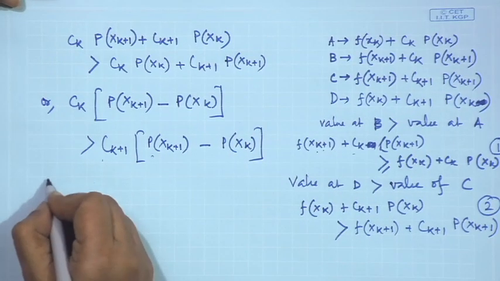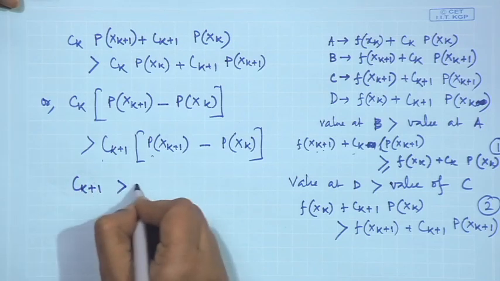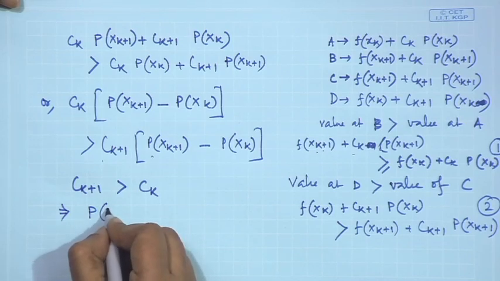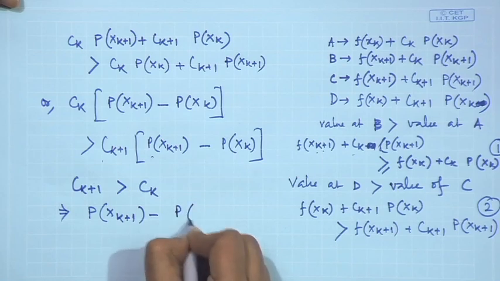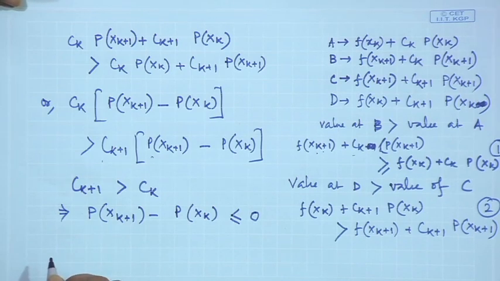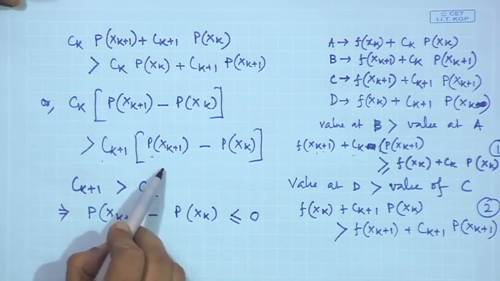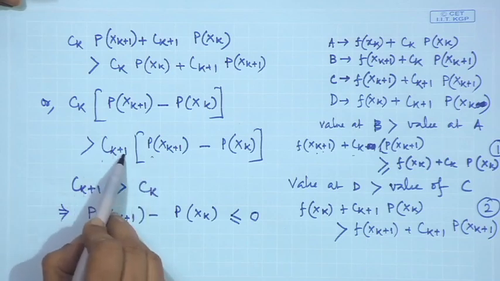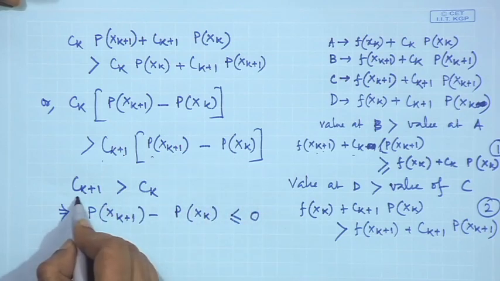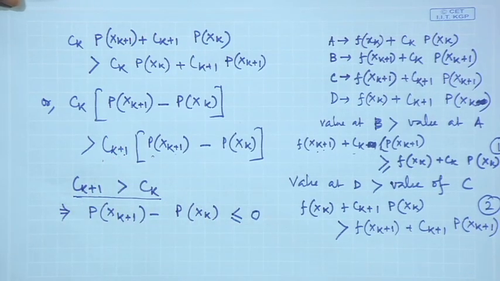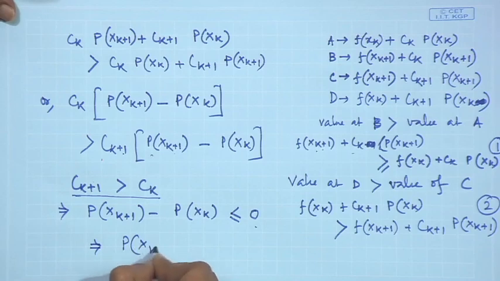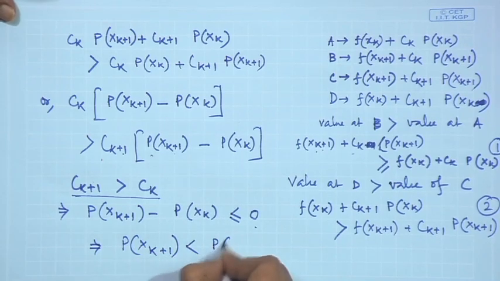All right. From here we know that C_{k+1} is greater than C_k. Then from here what we can say is that p(x_{k+1}) minus p(x_k) must be less than or equal to 0. Just consider it this way, because we are getting C_{k+1} minus C_k, and here p(x_{k+1}) minus p(x_k), two terms differently. One term is positive: C_{k+1} is greater than C_k, that is why C_{k+1} minus C_k will always be positive. That is why the other term must be negative. What do you conclude from here? We conclude that p(x_{k+1}) must be less than p(x_k), meaning that is the second result.